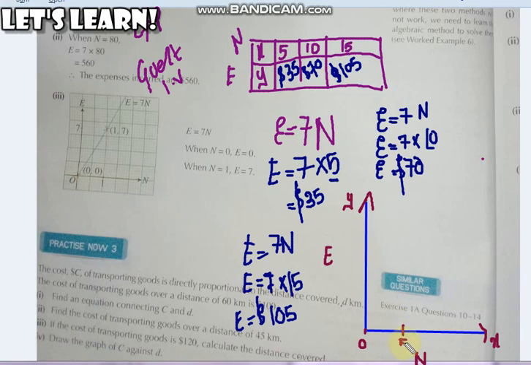here, because I have chosen different values here. That's 10 and that's 15. Similarly, I have to choose good values over here.